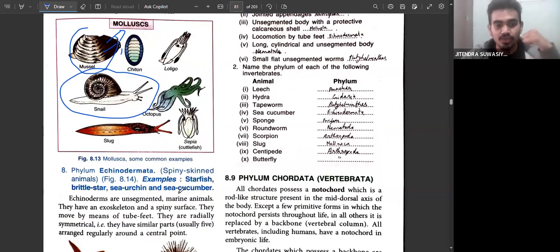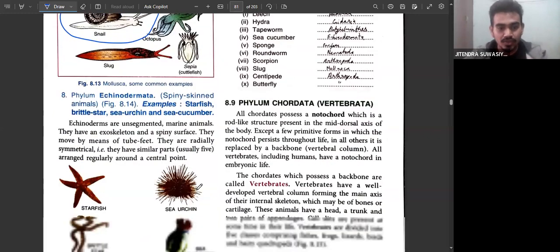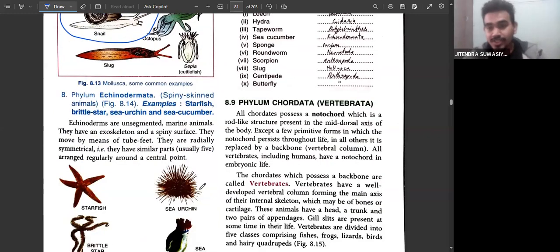Then we have phylum Echinodermata. Echinodermata are spiny-skinned animals, that is starfish, brittle star, sea urchin, and sea cucumber. So see how beautiful nature is. Every organism has developed its defensive behavior. They have developed a defensive organ in their body to escape from the predator, right? So Echinodermata are spiny-skinned animals.